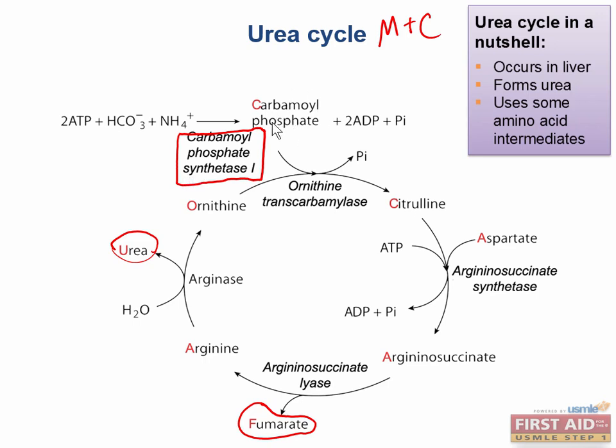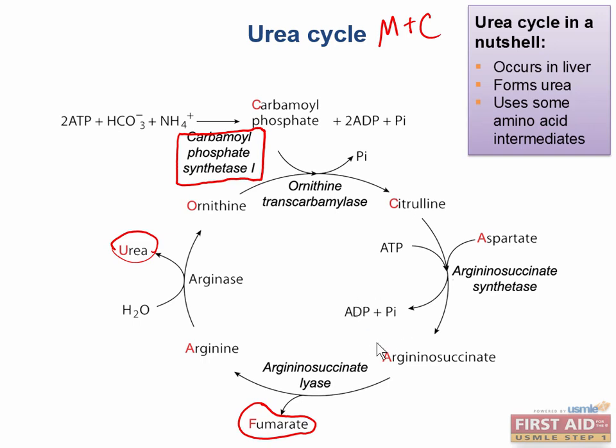Now, once we've created a molecule of carbamoyl phosphate, we are ready to take a spin in the urea cycle. This carbamoyl phosphate is going to combine with an ornithine to create a molecule of citrulline. We sprinkle in an aspartate and an ATP to create an argininosuccinate, and then also we'll get rid of that ATP and create an ADP.